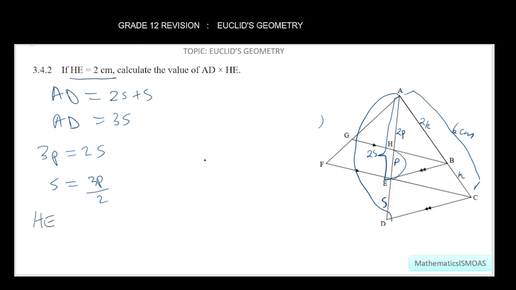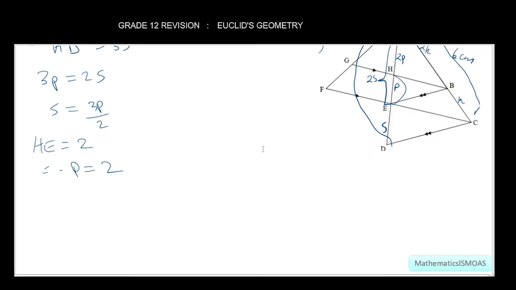Then we are saying HE is equal to 2. Therefore, P will be equal to 2, because HE is also equal to 2. Therefore, what will be AD? Then now we can say AD will be equal to 3 multiplied by S, remember we said AD is equal to 3S. Then what is S? S is 3P divided by 2. This will be equal to 3 multiplied by 3 times P, which is 2, all divided by 2, which will be equal to 9.